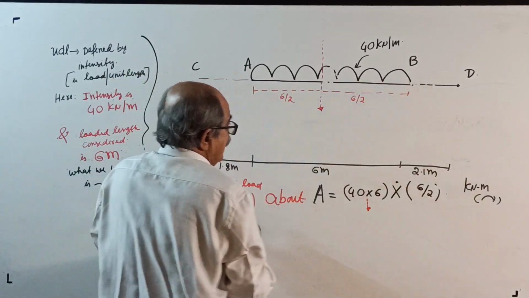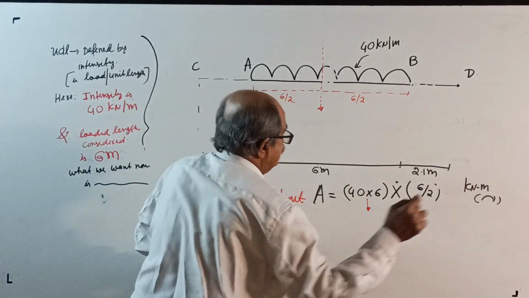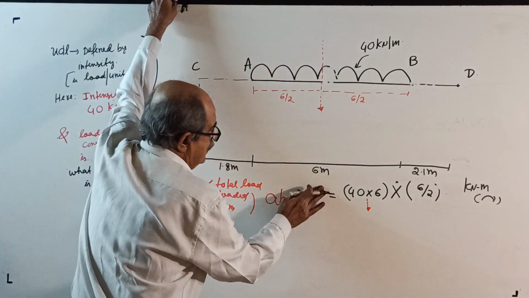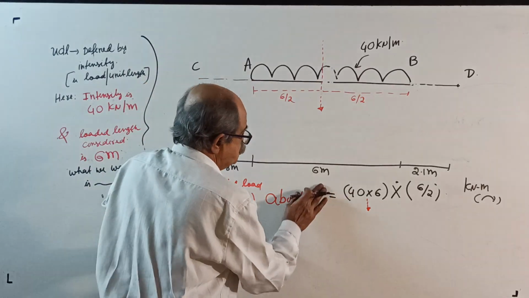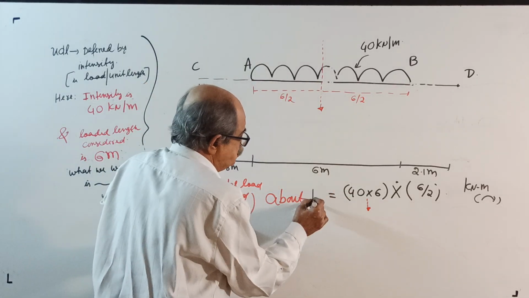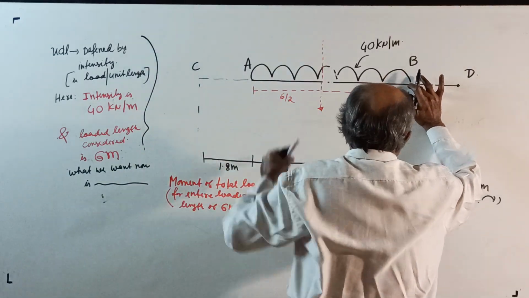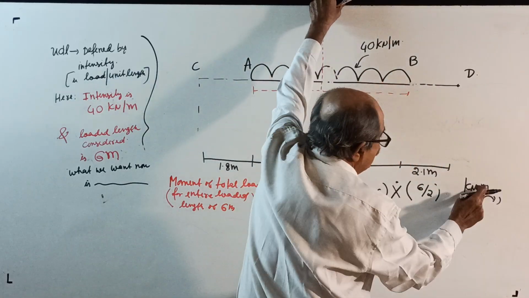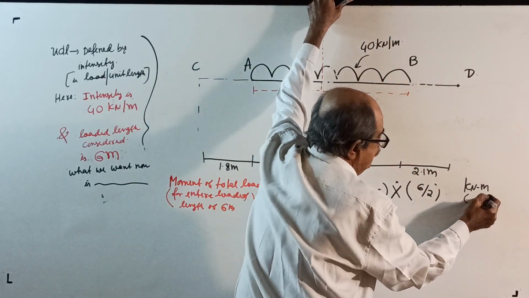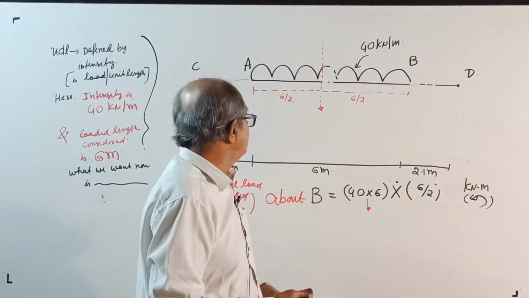Now we want about B. I'll rub this one. About B. You should not do this way. You should write once again. Okay, finger here. Total load, same. Into once again 6 by 2, kilonewton meter, but this time it is anti-clockwise. Once again write over. This also over.